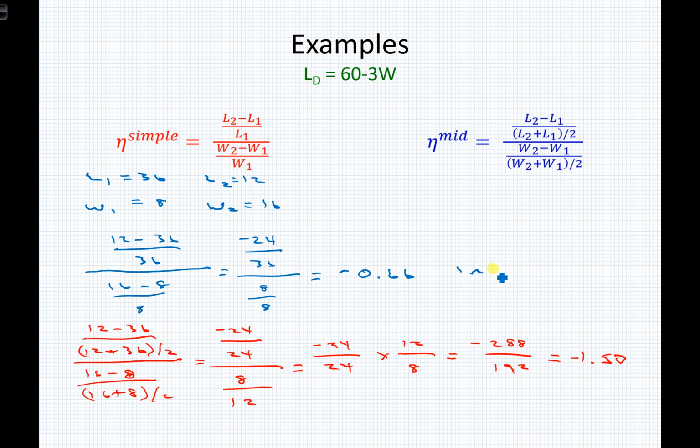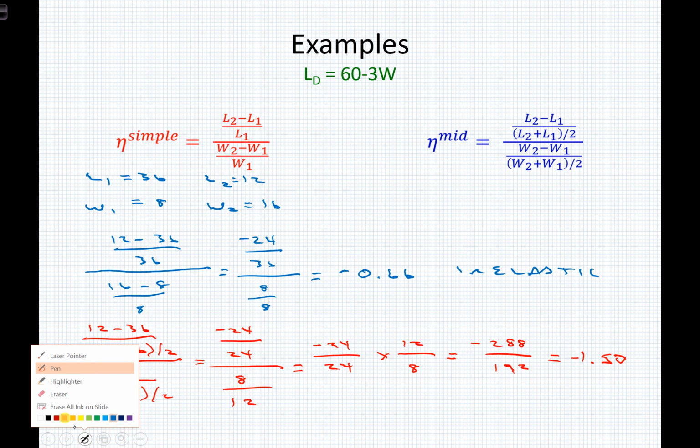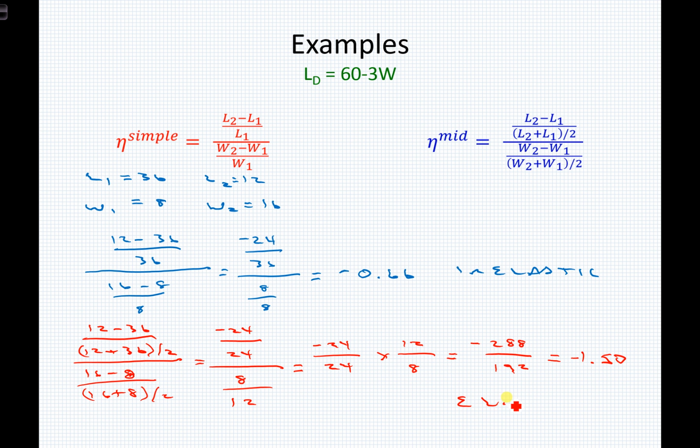Well, we were inelastic when we used the simple equation, but now using the midpoint formula, we see that we actually get a value that is elastic. And once again, we know that the midpoint formula gave us a more accurate output, which is not terribly different when the change in wage is small, say less than 10%, but then in this case, the change in wage is 100%. And so the midpoint formula gives us a much more accurate output.